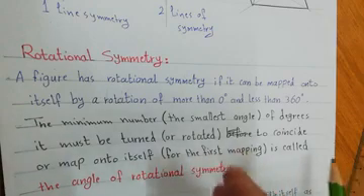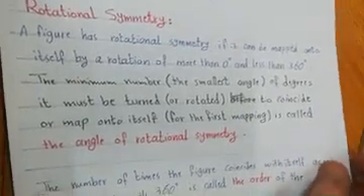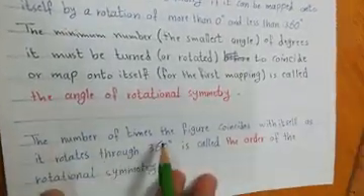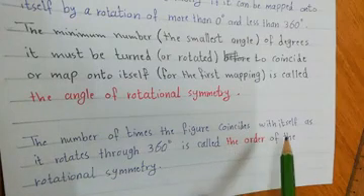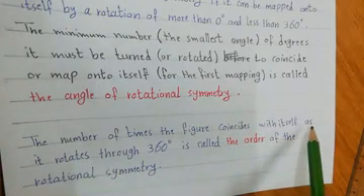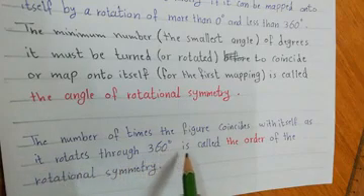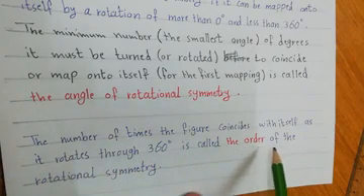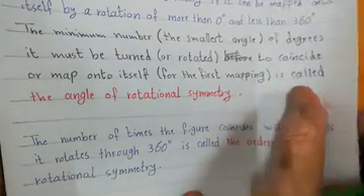I will explain it now with figures, by examples. And the number of times the figure coincides or fits with itself as it rotates through 360 degrees is called the order of the rotational symmetry. Okay, let us take this example.